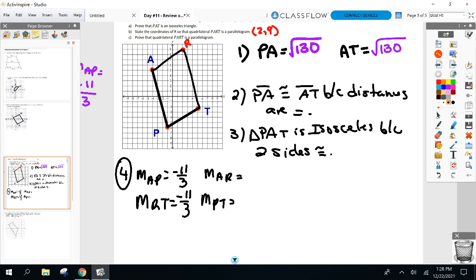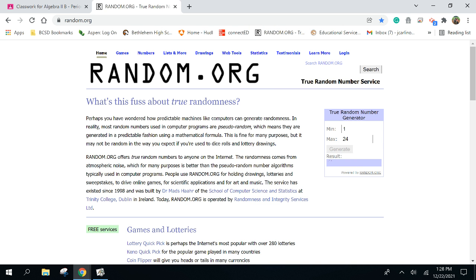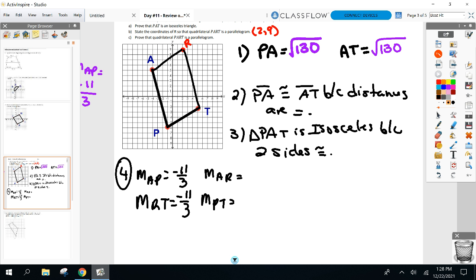All right, what'd you get for the slopes? AR and PT are both 4 over 6. If anybody reduces down to 2/3, great. I'll accept it. So there we go. Negative 11 thirds and 4/6 are my slopes.